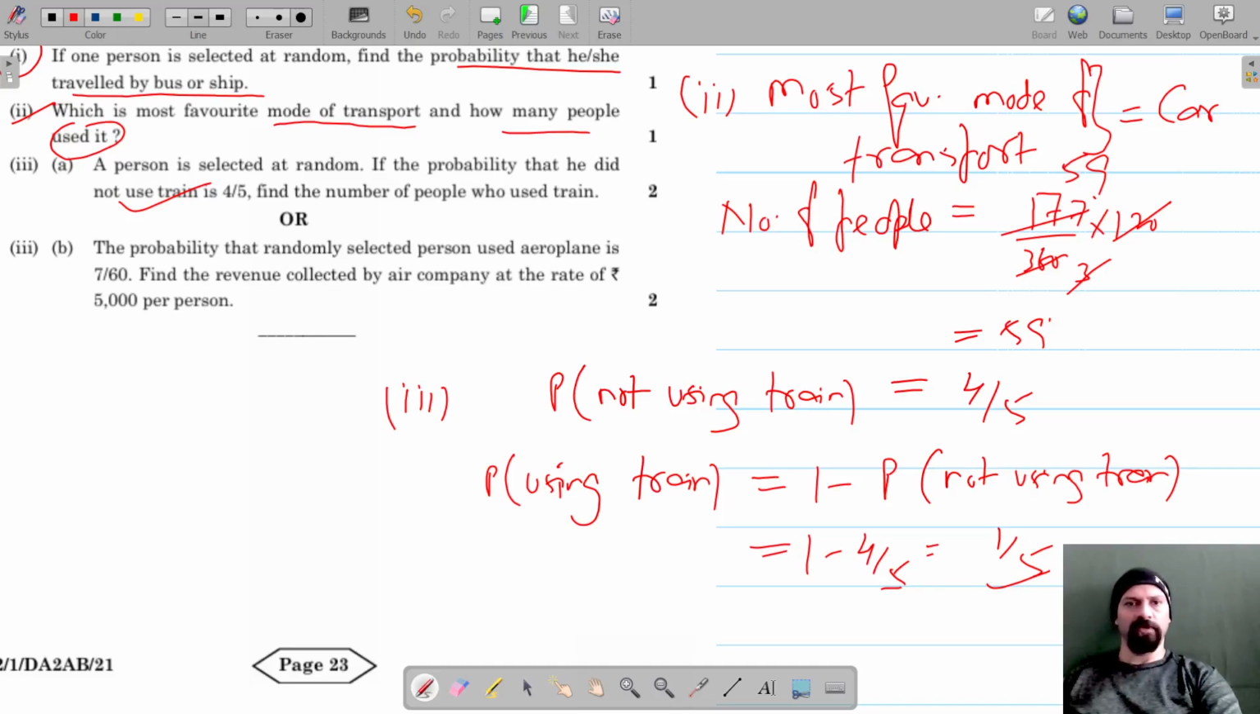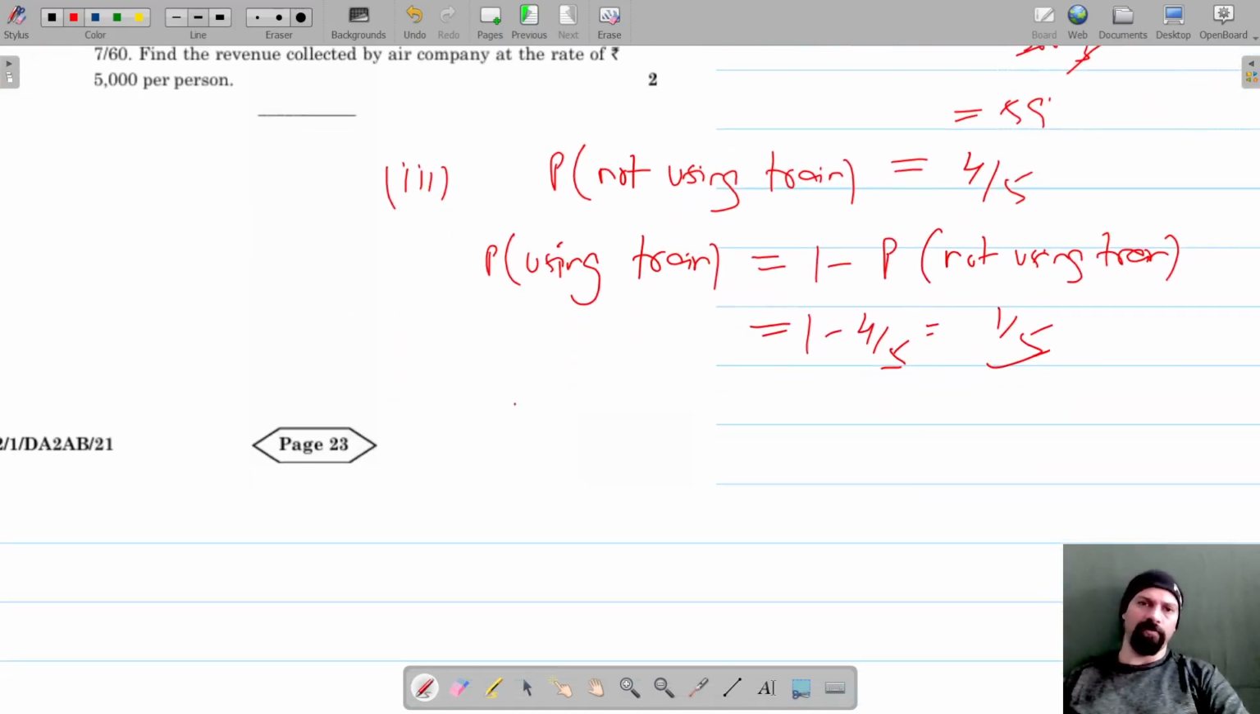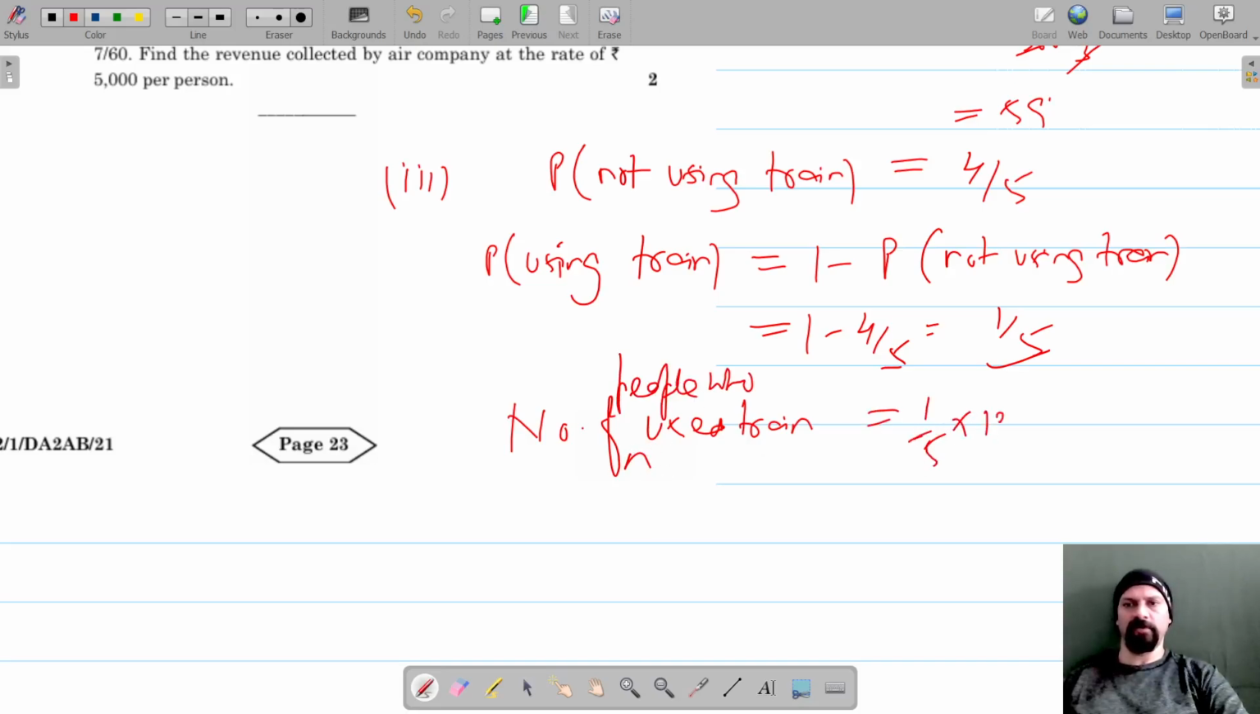And also we have to find out the number of people who use train. So the number of people who used train should be the probability multiplied by the total people. So the number of people who use train is equal to 1 by 5 into 120. So 5 twos are 10 and this is 24. So 24 people are using the train.